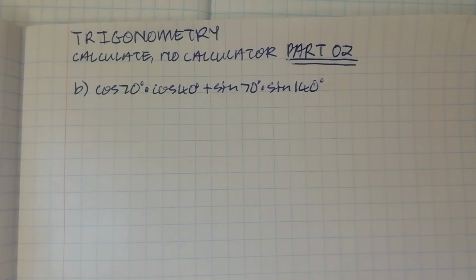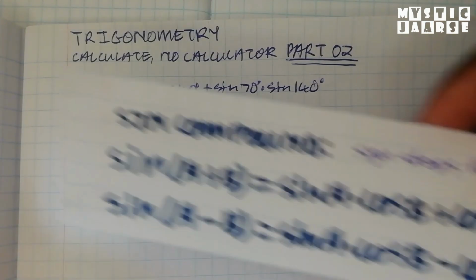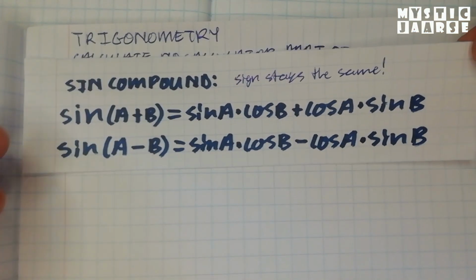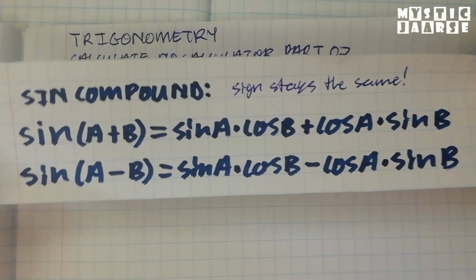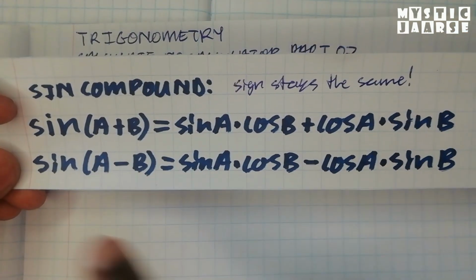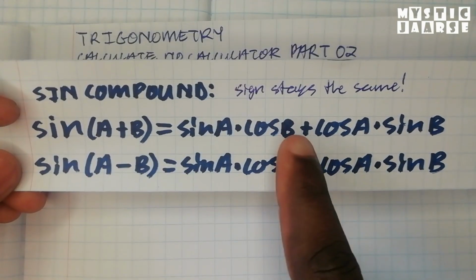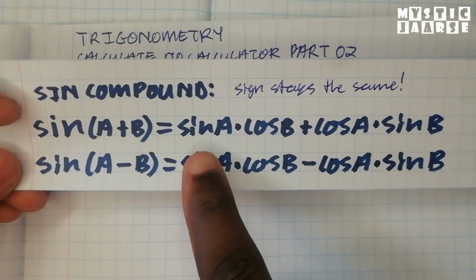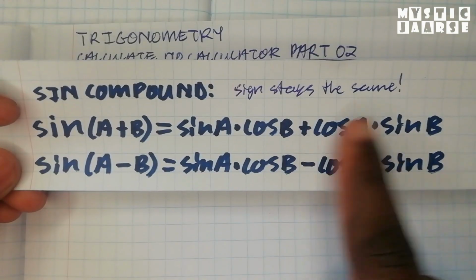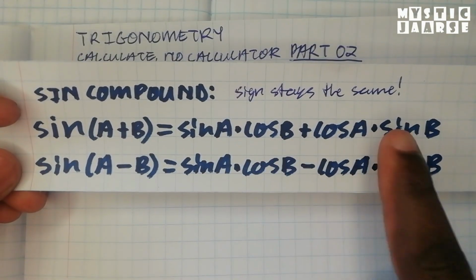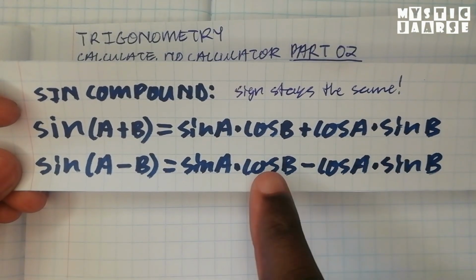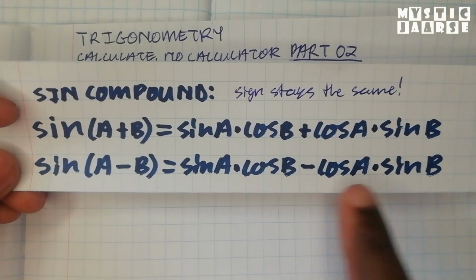So this is part 2 of sine compound and cos compound. There's no tan compound in mathematics. I've never seen it. When you have sine of a plus b, the sign doesn't change. So the pattern goes sine, cos, cos, sine, a, b, a, b.